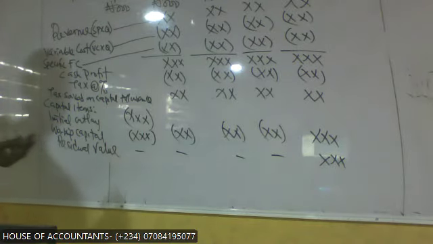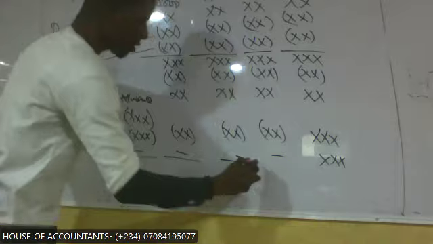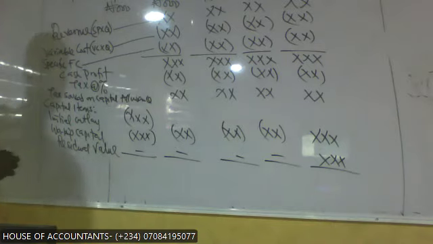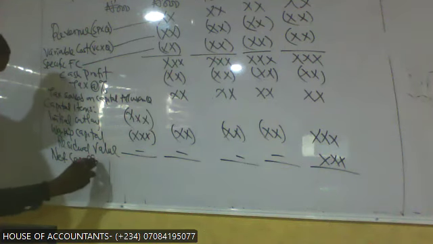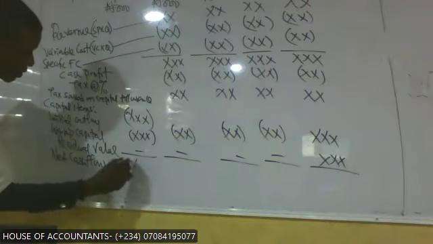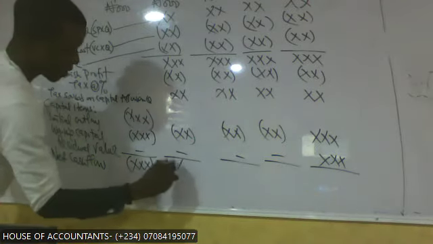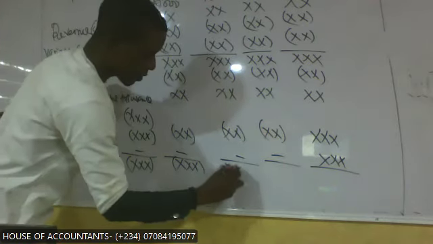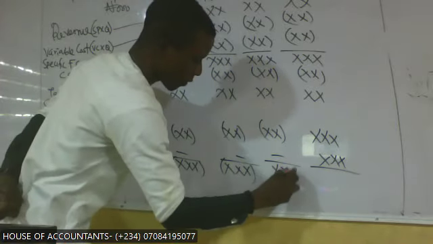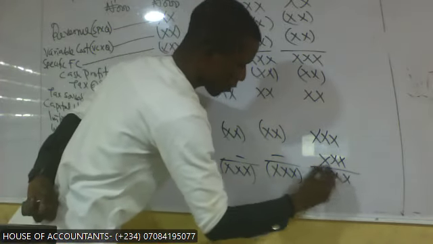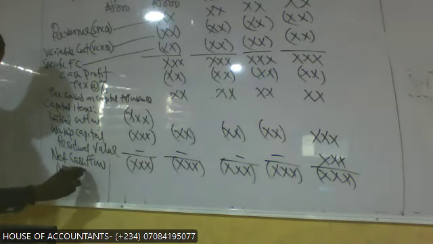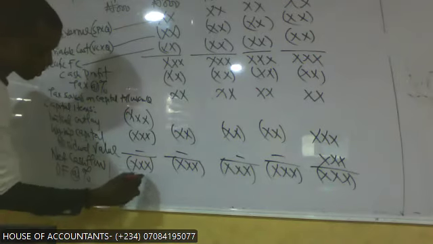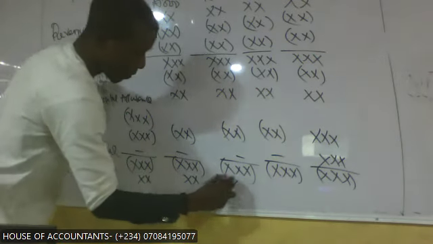If there are no other items, you do the minusing to get your net cash flow. Whenever you get here, this should be in brackets. Once you get the net cash flow, the next thing is to introduce your discount factor at a particular percentage. So you are discounting.